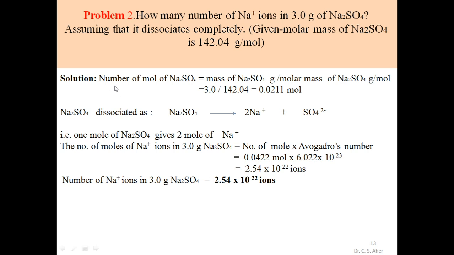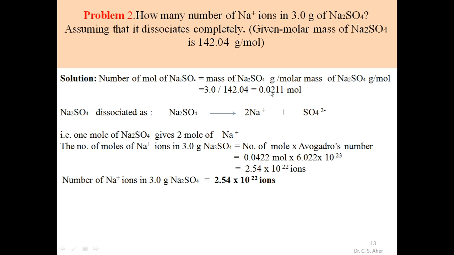The number of moles of sodium sulfate is equal to the mass of sodium sulfate divided by the molar mass of sodium sulfate. The mass is given, that is 3 gram. The molar mass of sodium sulfate is also given, that is 142.04. After dividing, what do we get? 0.0211 moles. So this much amount of sodium sulfate is present. So 3 gram of sodium sulfate means 0.0211 moles of sodium sulfate.